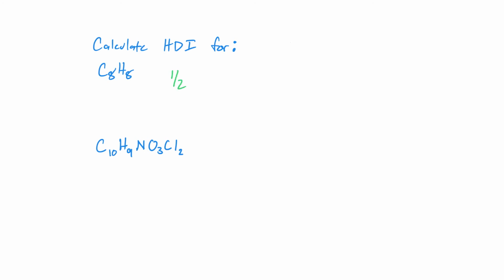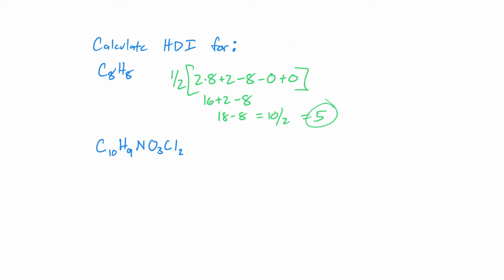So we have 1/2 times 2 times the number of carbons, which is 8, plus 2, minus the number of hydrogens, 8, minus the number of halogens, 0, plus the number of nitrogens, 0. We add this up. We get 16 plus 2 minus 8, and that equals 18 minus 8 equals 10 over 2. So this molecule has 5 HDI, 5 hydrogen deficiency index. So it's going to be a pretty interesting molecule. We'll probably need maybe a ring and or a triple bond. Let's see if we can come up with something like this.